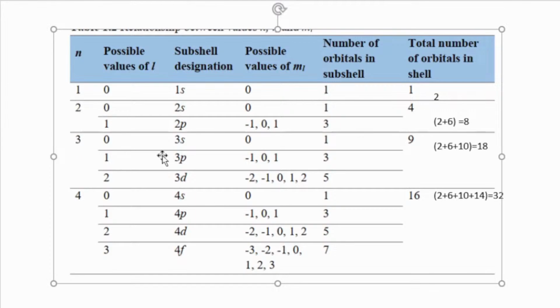For the third energy level, the S subshell contains only 1 orbital. The P subshell contains 3 orbitals, Px, Py, Pz, altogether 4. And the D subshell contains 5 D orbitals. So altogether 5 plus 4 is 9. Okay, so that is how we are getting the orbitals. For the fourth energy level, the S subshell has 1 orbital, the P subshell has 3 P orbitals, the D subshell has 5 D orbitals, and the F subshell has 7 orbitals. So altogether there are 16 orbitals.